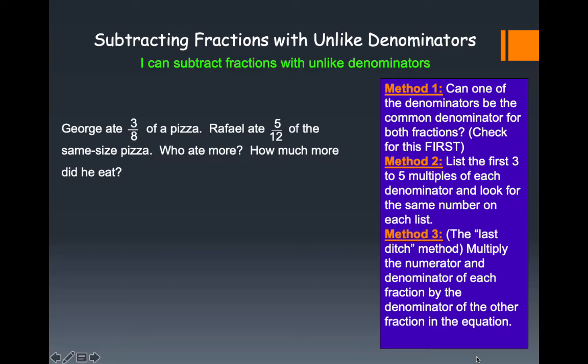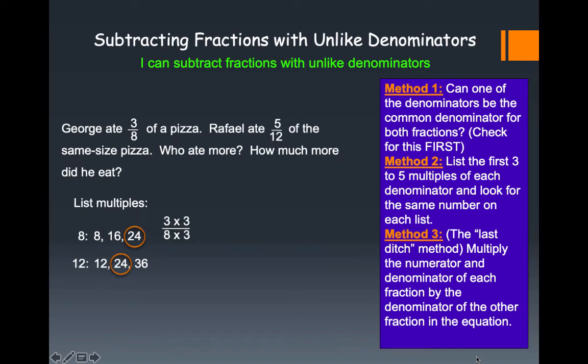I'm going to list the first 3 to 5 multiples of each denominator and look for the same number on each list. So let's list those multiples now. So I've got 8. The first 3 multiples are 8, 16, and 24. The next ones are 12, 24, and 36. My common denominator here is 24 because it appears on both lists, so I know that I can use that. And the reason that I want to do it this way is we're going to be moving towards the simplest form. We want the lowest common denominator.